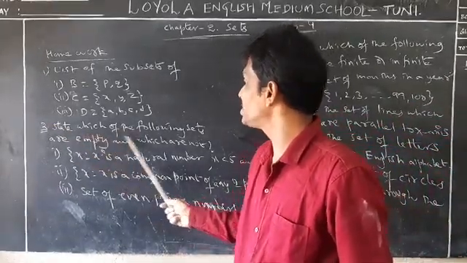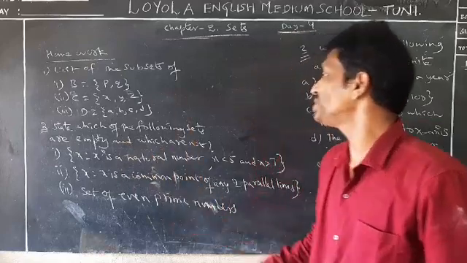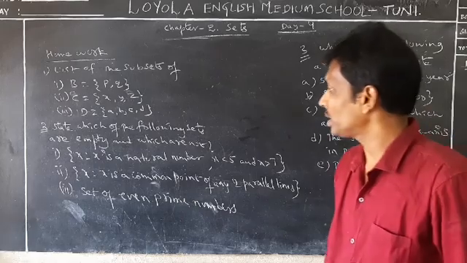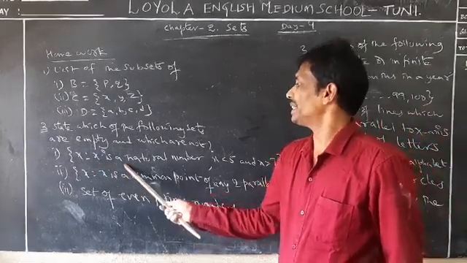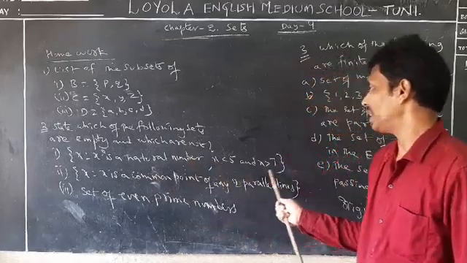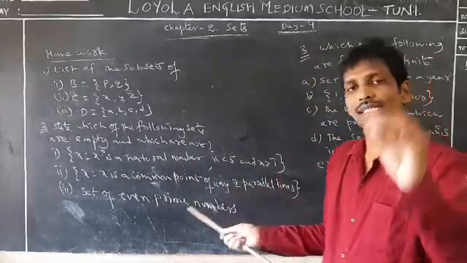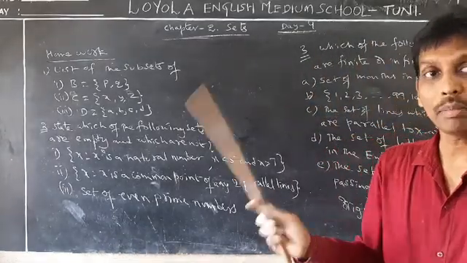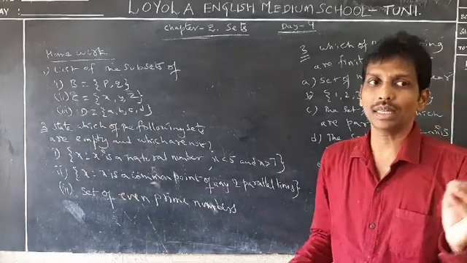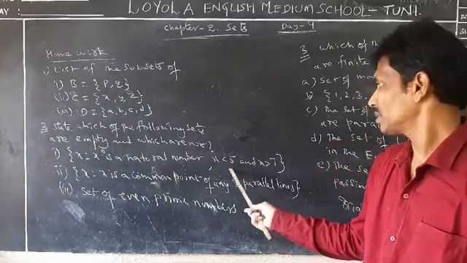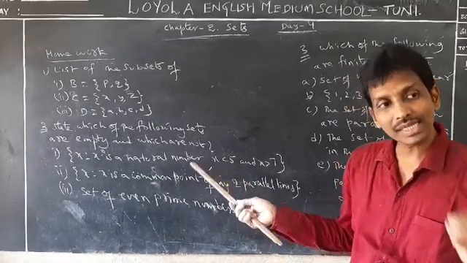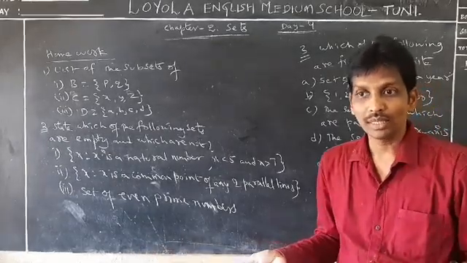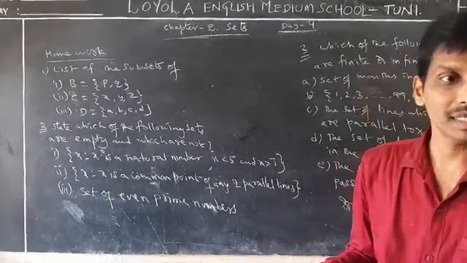See the second one. State which of the following sets are empty and which are not. Which of the following are empty sets and which are non-empty sets? First one: X is a natural number, X is less than 5 and X is greater than 7. That number must be less than 5, but it must be greater than 7. So can we define any natural number that comes under the first set? Try to find the answer and then conclude whether it is an empty set or not by writing the solution.